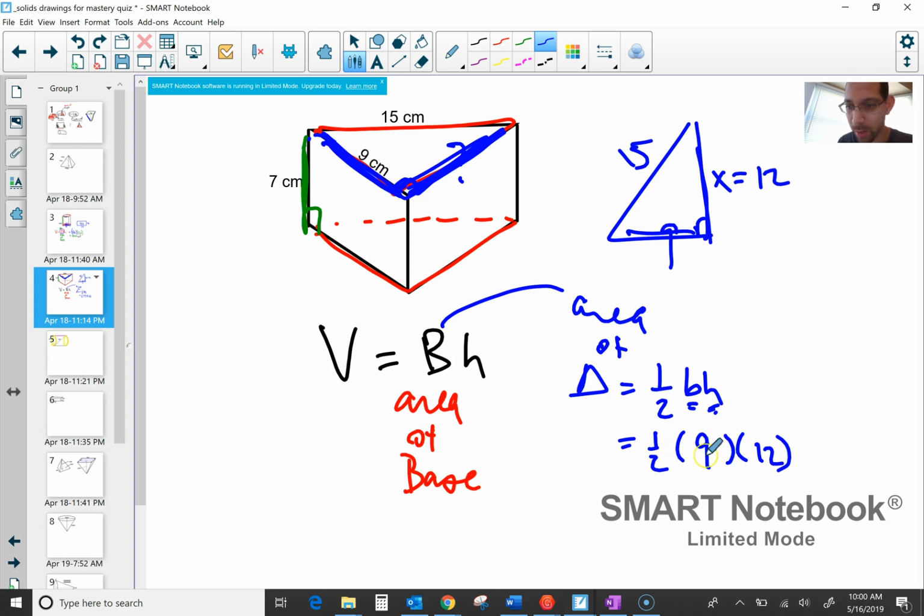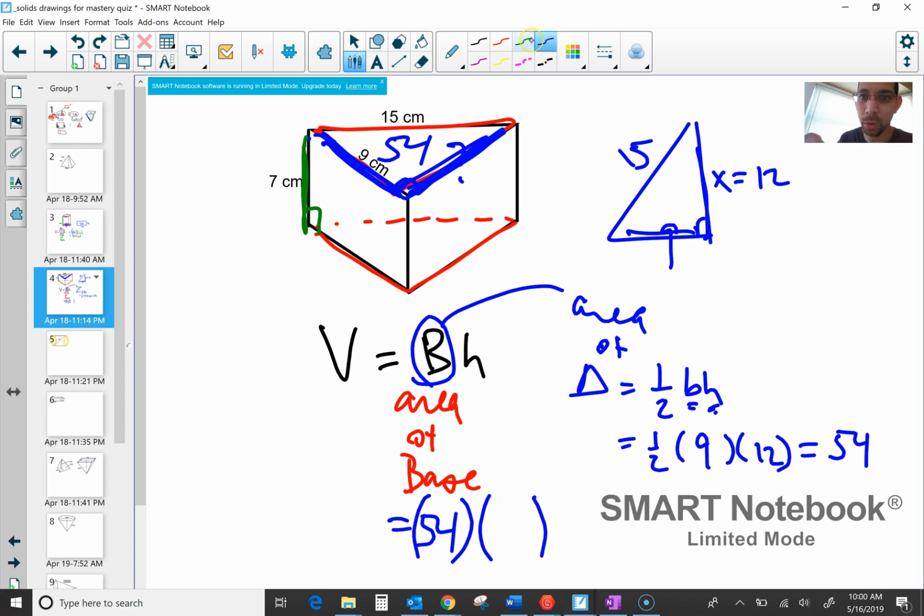Okay, and you would take 1/2 times 9 times 12, and eventually you're going to get, this is 6 times 9, that would be 54. Okay, so this is 54. This number right here is 54. So 54 times the actual height of the whole thing. We're talking about volume now. We're talking about the whole shape. That's the height. That's volume. This h is for the height of the whole prism, which is 7. And I don't know what 54 times 7 is, but whatever that is, that's your answer.